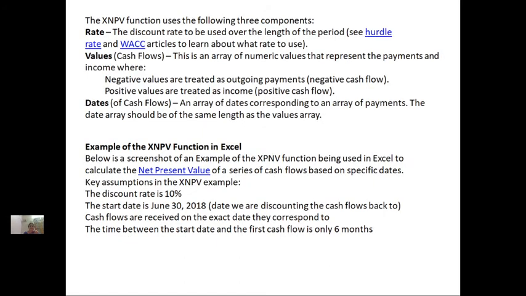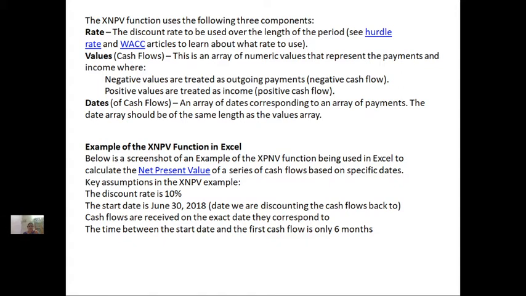In the next slide, what is this rate? The discount rate to be used over the length of the period. Values: this is an array of numeric values that represent the payments and income. Next, dates: an array of dates corresponding to the array of payments. Okay, the date array should be of the same length as the values array.